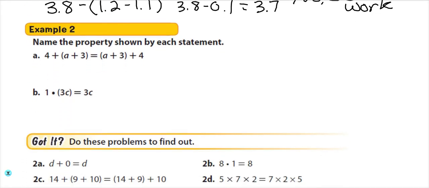All right, let's take a look at example 2. So name the property shown by each statement. So we have 4 plus the grouping of a plus 3 equal to the grouping of a plus 3 plus 4. So what happened here? Did we change the order of anything? Well, it does look like we changed the order, right? First it had 4 at the front, now it has 4 in the back. Did we change the groupings? Well, a plus 3 is still grouped together on the left, and it is on the right. So actually the groupings didn't change. It's the order that changed. So let's make a little note here. Order changed.